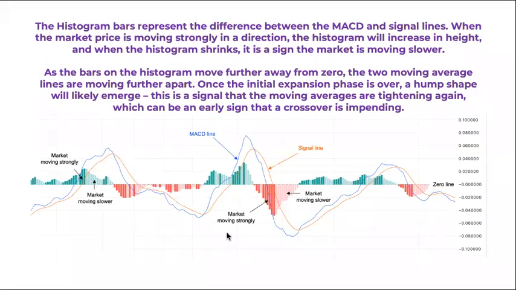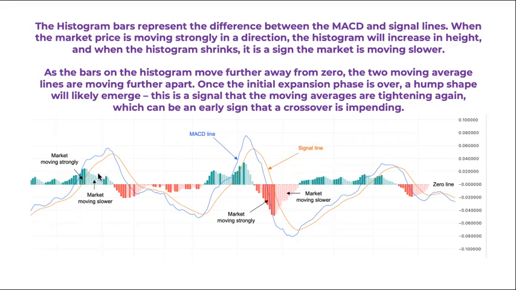As the bars on the histogram move further away from zero, the two moving average lines are moving further apart. And once the initial expansion phase is over, a hump shape will likely emerge, or sometimes I call it the shark's fin. It looks like a shark's fin to me. Once you see this, the shark's fin or hump, this is a signal that the moving averages are tightening again, which can be an early sign that a crossover is impending.